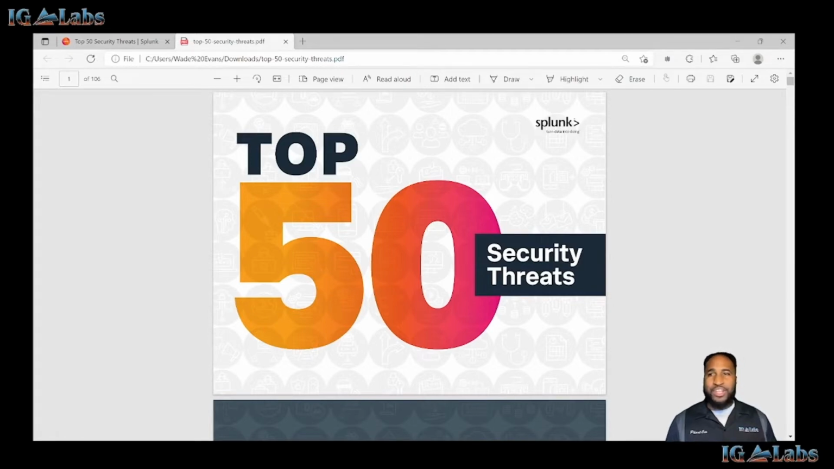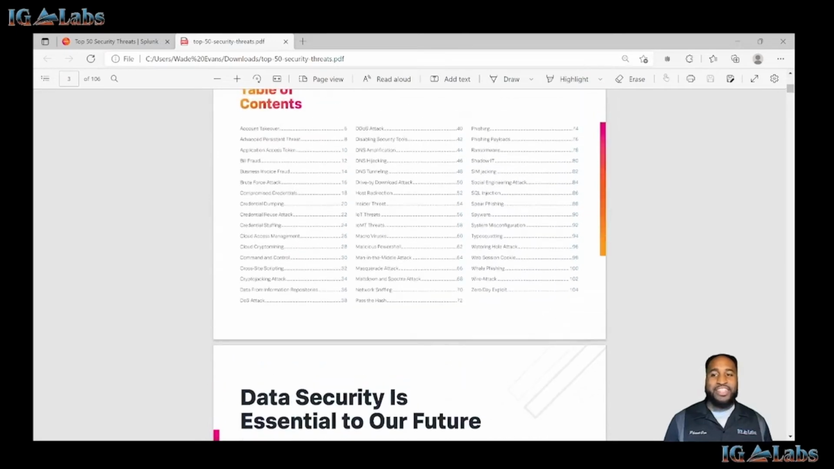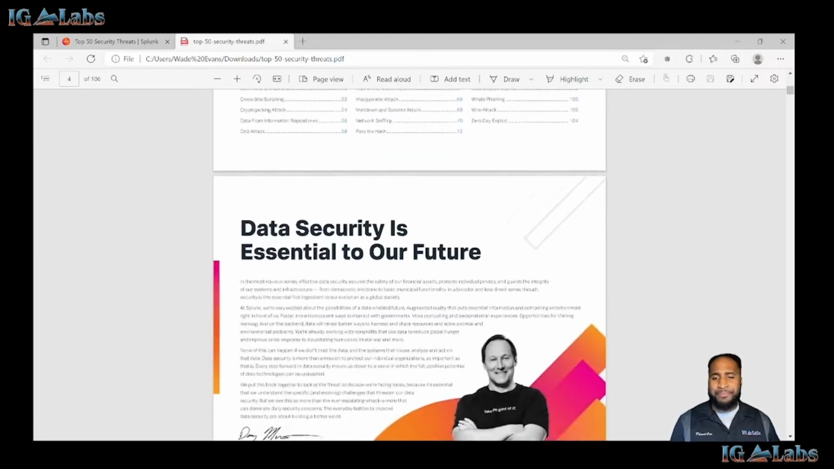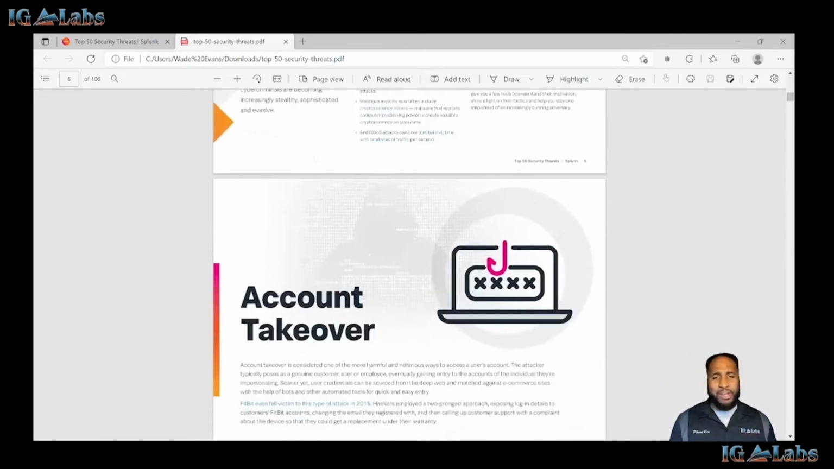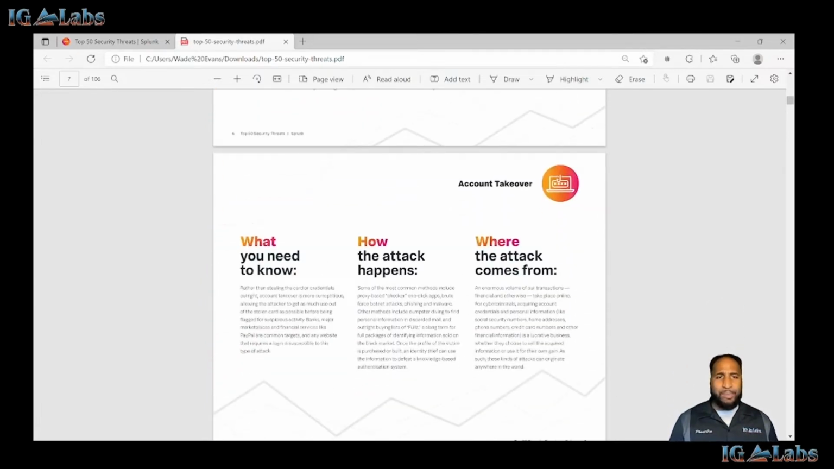And this report is actually really nice the way it's set up. It gives you a nice table of contents, so if you are particularly interested in a certain type of security threat, you could go right to that. But I'd advise anyone out there to take a look at this report because it has a lot of great information in there. They break this report down and make it quite easy to look at. It breaks it down by what you need to know, how the attack happens, and where that attack may or may not come from.